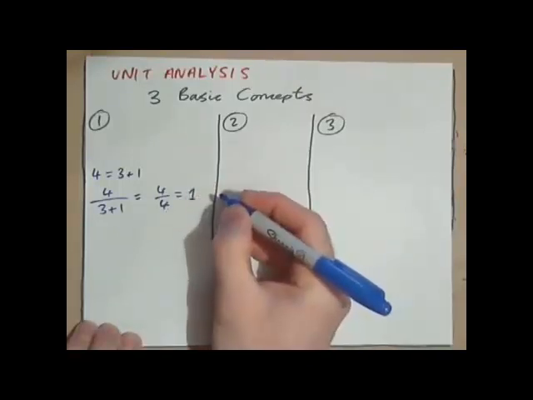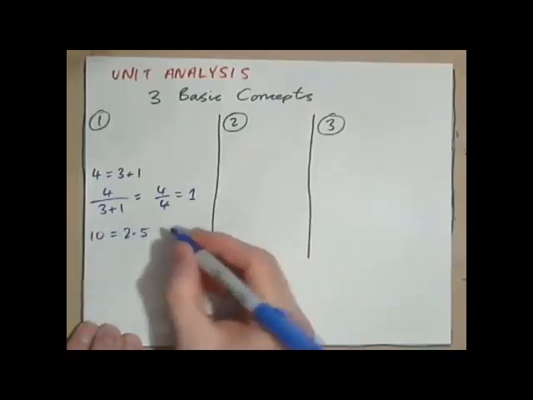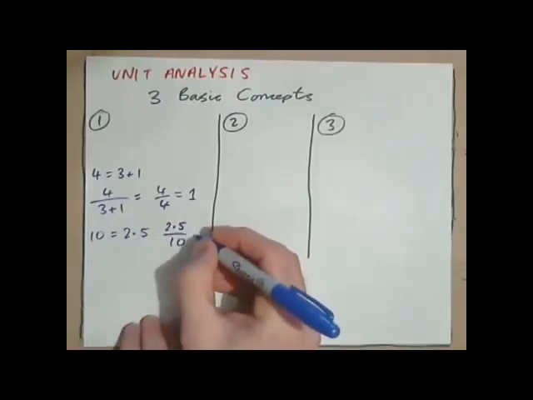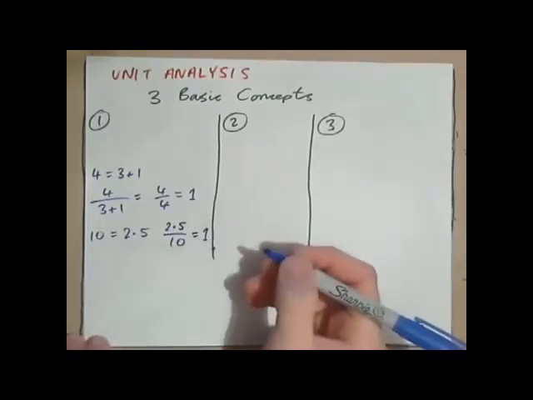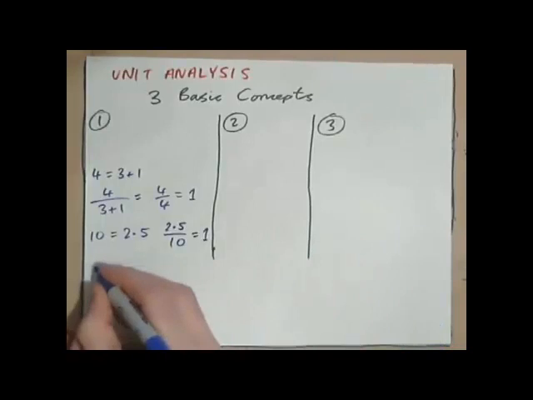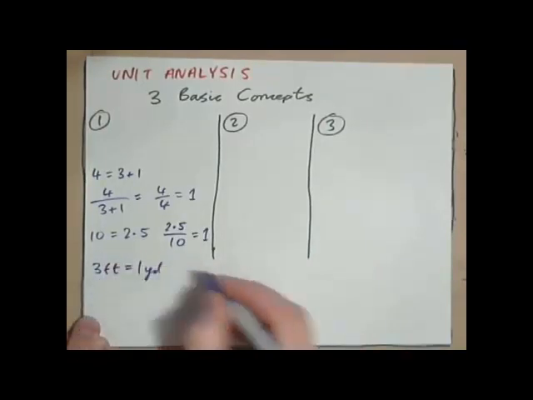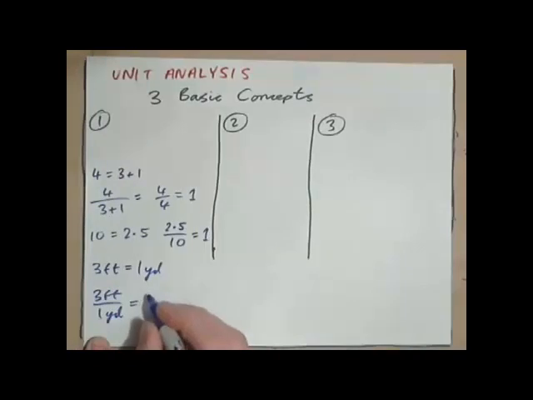We're clear on that. Or if you had, say, 10. 10 is equal to 2 times 5. If you did this, 2 times 5 divided by 10, that's the same quantity divided by the same quantity, and that would definitely give 1, right? And what we're going to look at is, well, 3 feet is the same as 1 yard, okay? So 3 feet divided by 1 yard is actually equal to 1, because 3 feet is the same quantity as 1 yard.